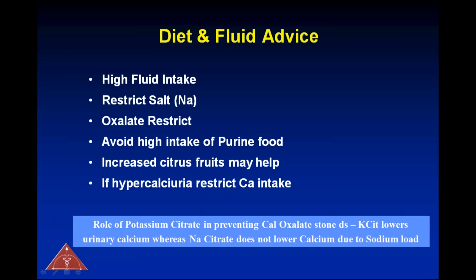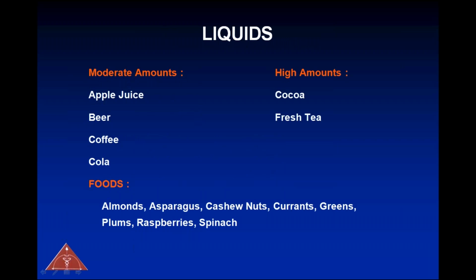Mostly citrus fruits, but tamarind is known to have a good amount of citrate, and it will inhibit stone formation. So tomatoes and strawberries and a few more vegetables and fruits have been mentioned. These have to be avoided. And moderate amounts of apple juice. You cut down on apple juice, beer, coffee, and cola.